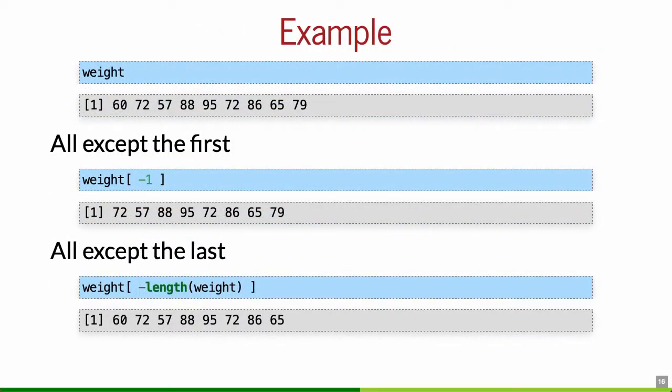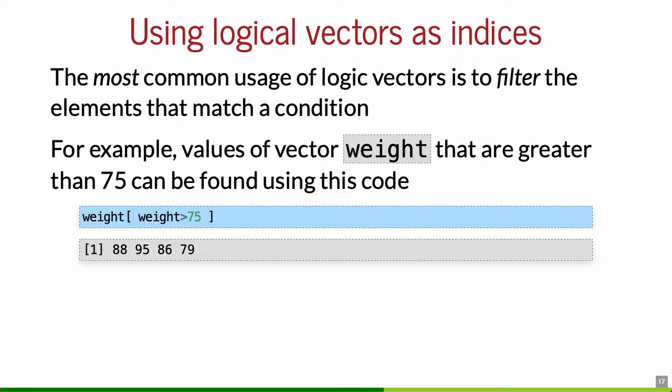For example, you can take all except the first, putting an index -1, or all except the last, putting an index minus the length of the vector. You can verify that the results are correct. We can also use a logic vector index. In fact, the most common usage of logic vectors is to filter elements that match a given condition.